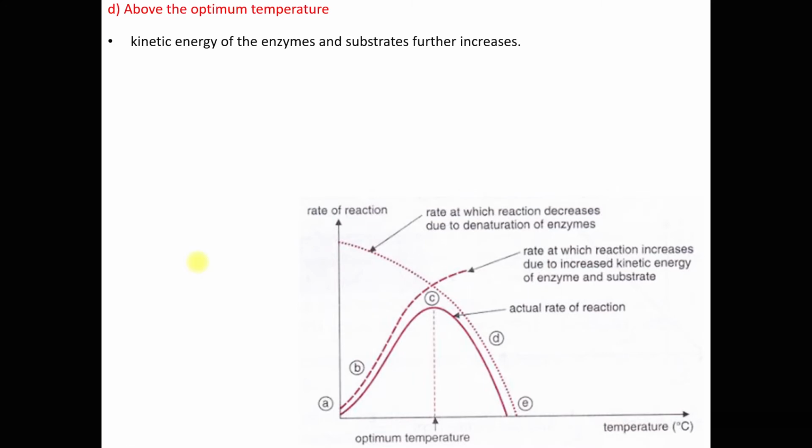Now, above the optimum temperature, what happens when we further increase the temperature? So you can expect to get this D part of the graph, right? The kinetic energy of the enzymes and substrate will further increase, with more collision between enzyme and substrate.